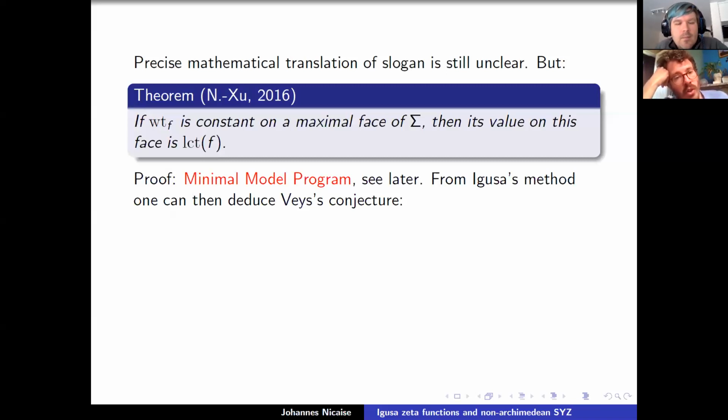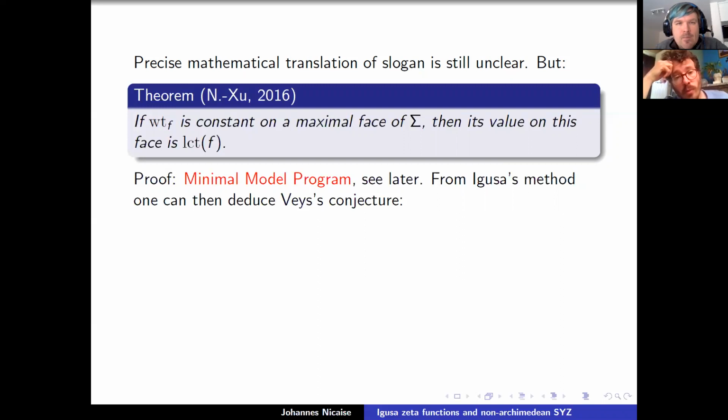Suppose that the weight function is constant on a maximal phase of sigma. And so maximal phase means a phase that's not strictly contained in a bigger phase. Well, in that case, the value of the weight function on this phase is equal to the log canonical threshold. So why is this theorem implied by the slogan?